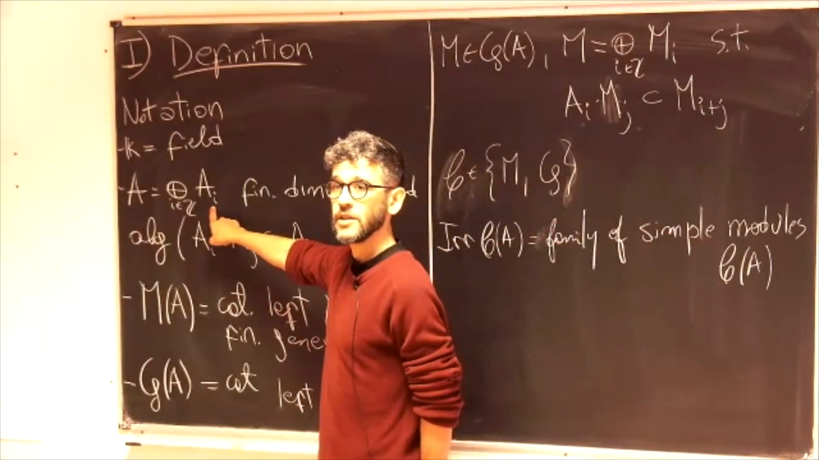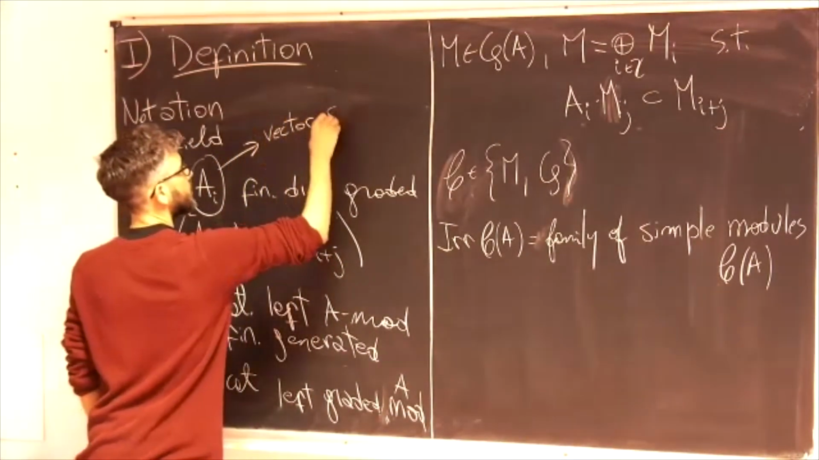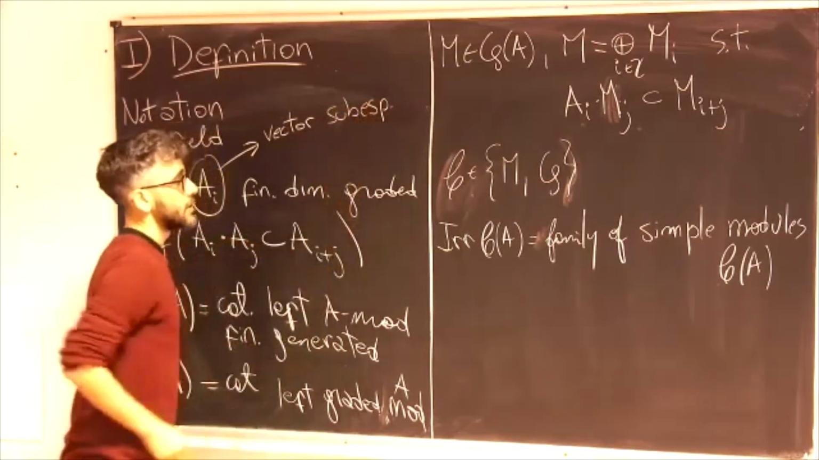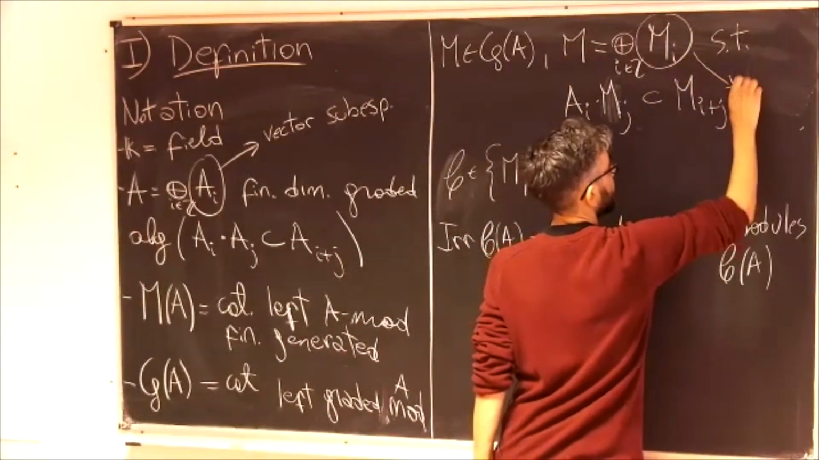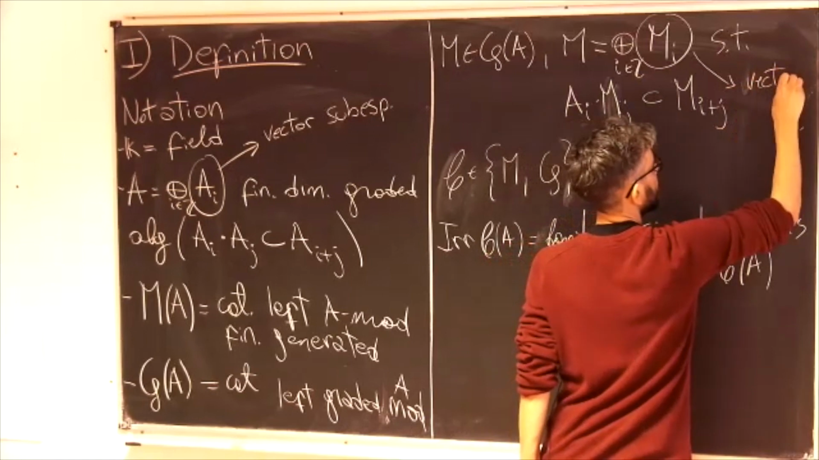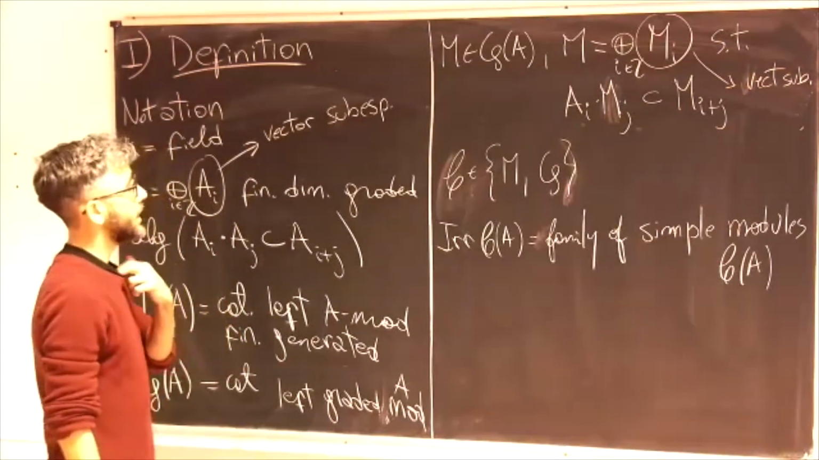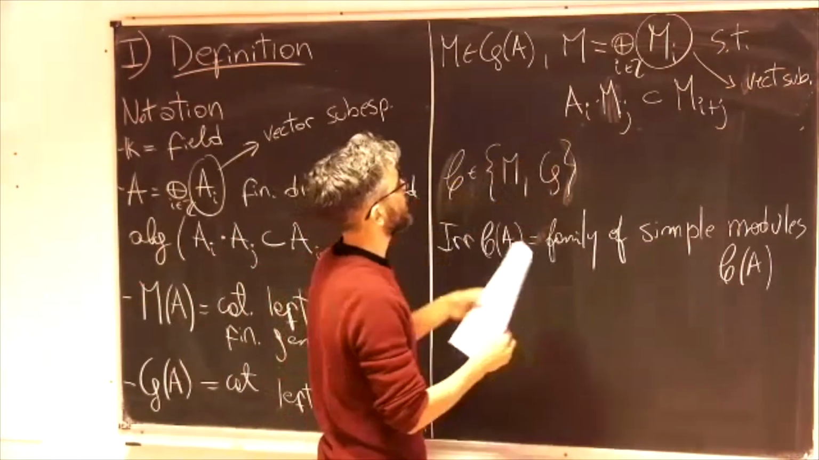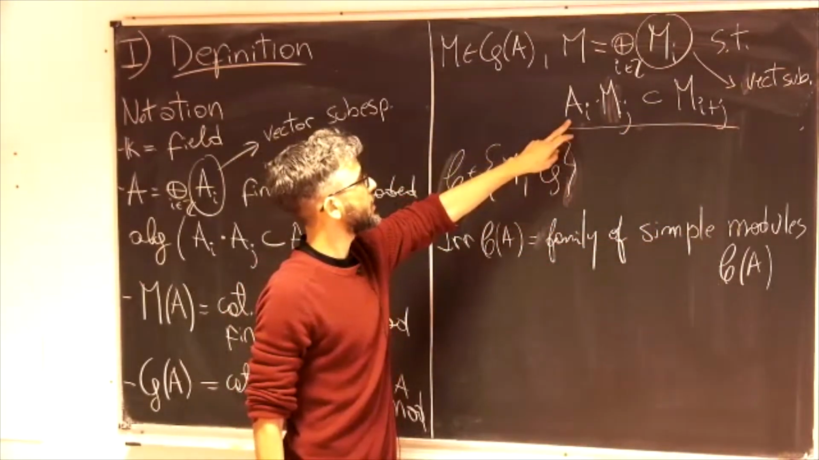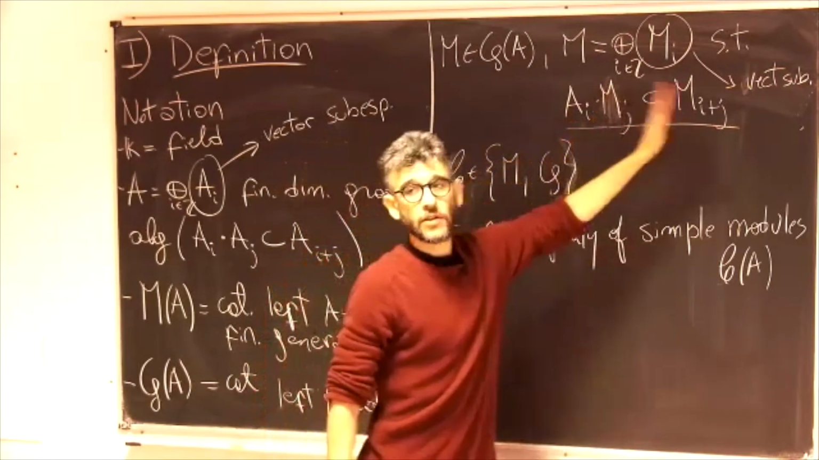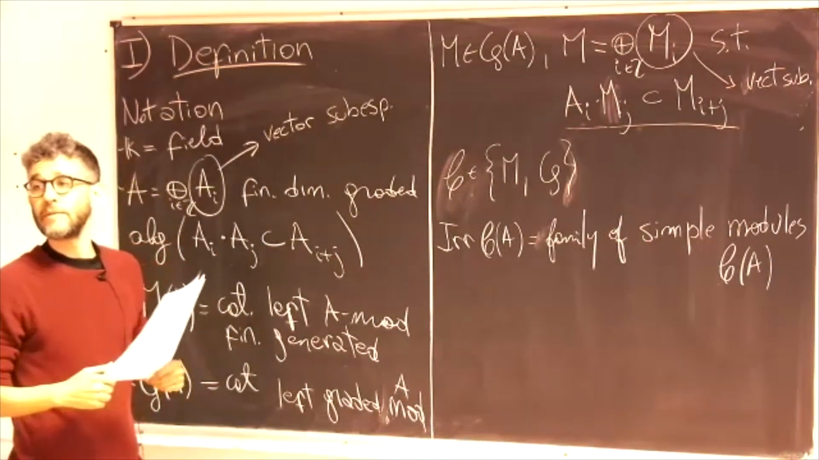A sub A is just a vector subspace, and the same for M. This is also a vector subspace. And you see here, this condition ensures that it is not a submodule, because when you act by A, this will go to another component. It is fine.